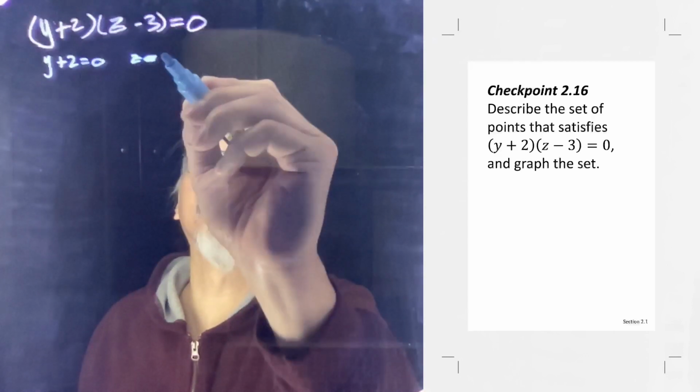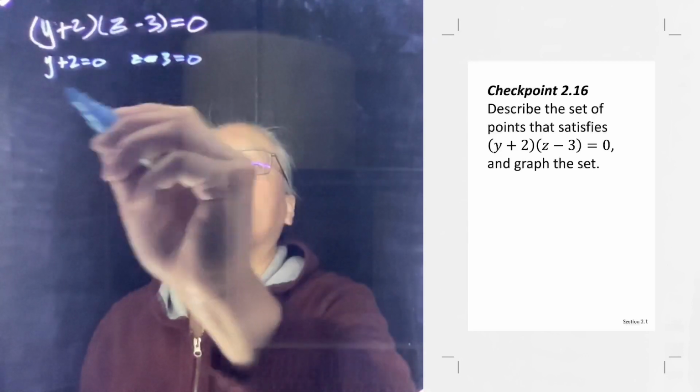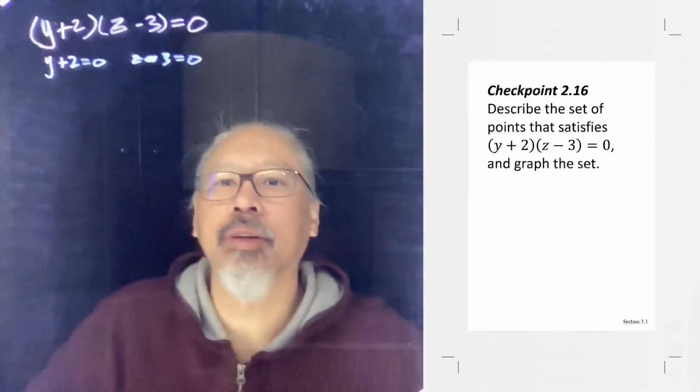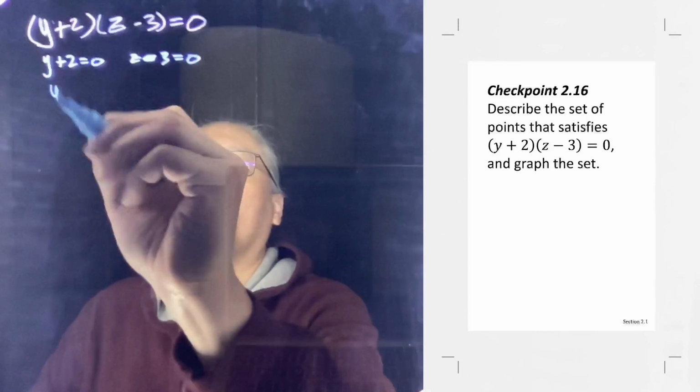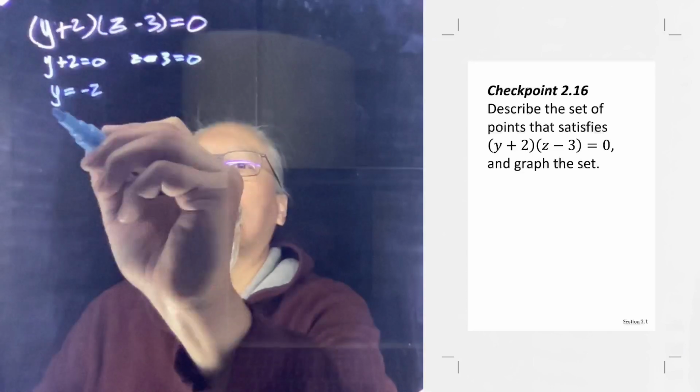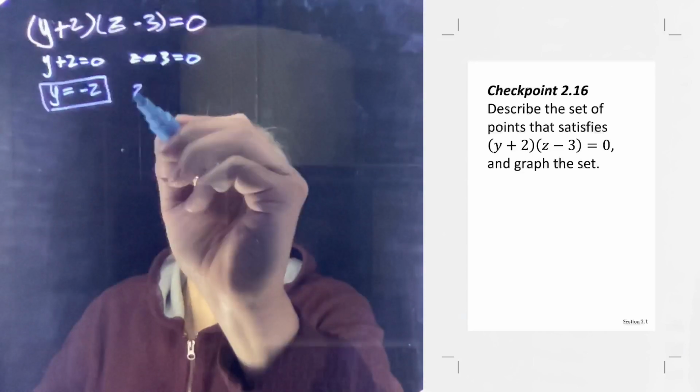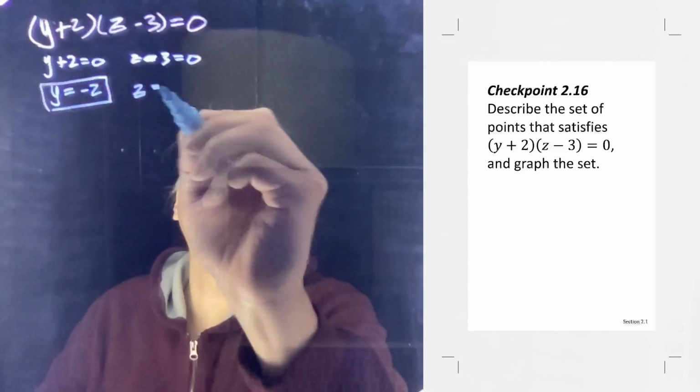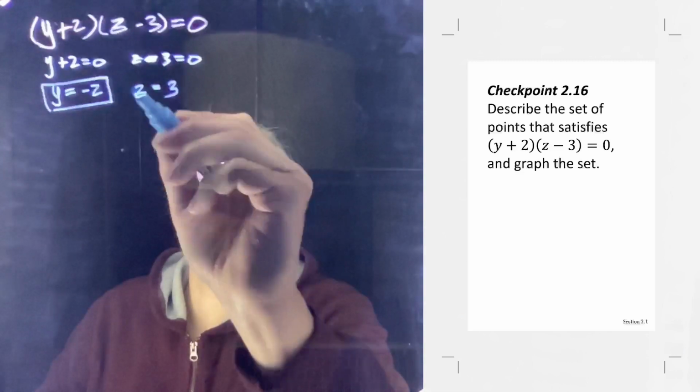That's z minus 3. So y plus 2 equal to 0 gives us y equals negative 2. And z minus 3 equals 0 tells us that z is equal to positive 3.